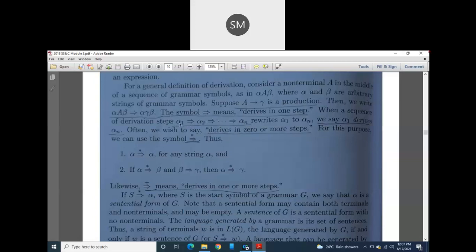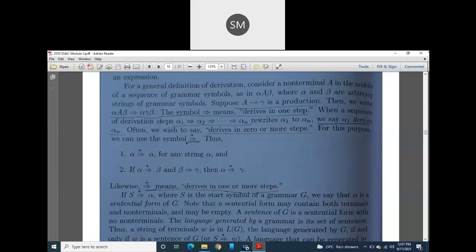It means the beginning, the starting symbol, and the last symbol, which is a result of that symbol. So alpha 1 derived that last symbol alpha n. How did we get this alpha n? By deriving in 0 or more steps. It is not only one step here; multiple steps are there.